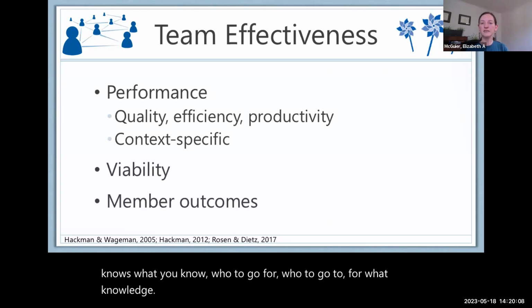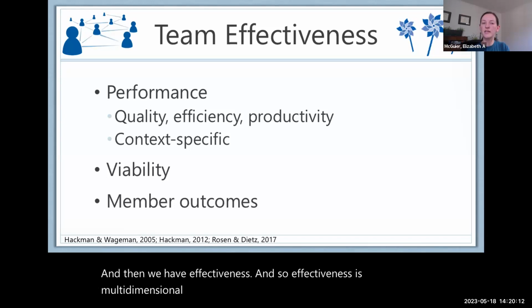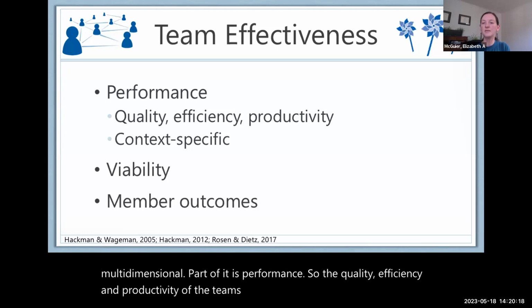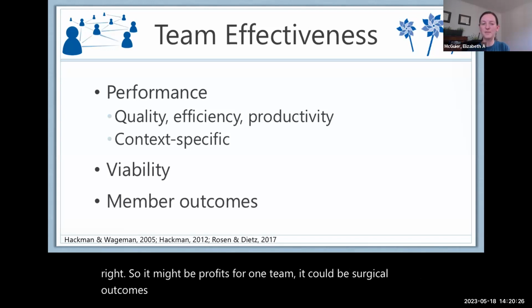And then we have effectiveness. And so effectiveness is multidimensional. Part of it is performance. So the quality, efficiency, and productivity of the team's work. And that's really context specific, right? So it might be profits for one team. It could be surgical outcomes for another team. And performance can also be measured both objectively and subjectively.